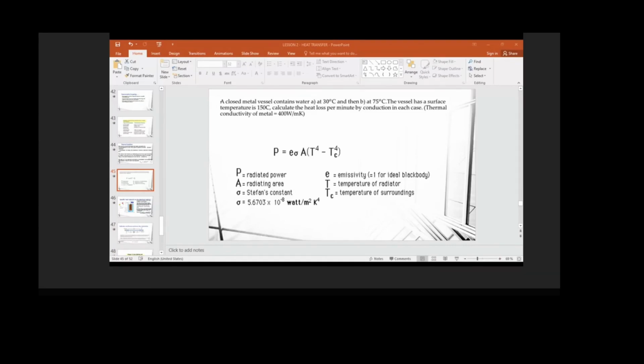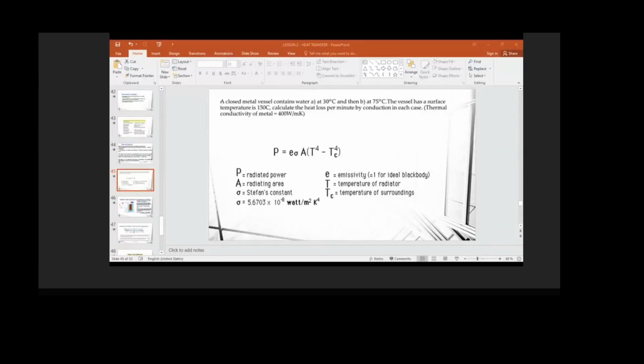Psi is Stefan's constant, which is normally given in the question, 5.67 times 10 to the negative 8. The T is the temperature of the radiator, the temperature of the object that will be releasing heat. So the first T there is the temperature of the object that is going to release or absorb heat. And then Tc is the temperature of the surroundings, the environment.